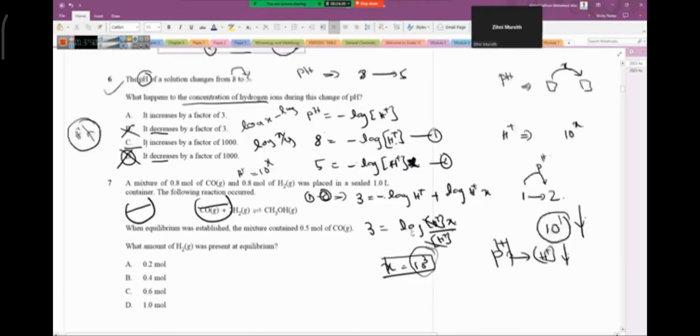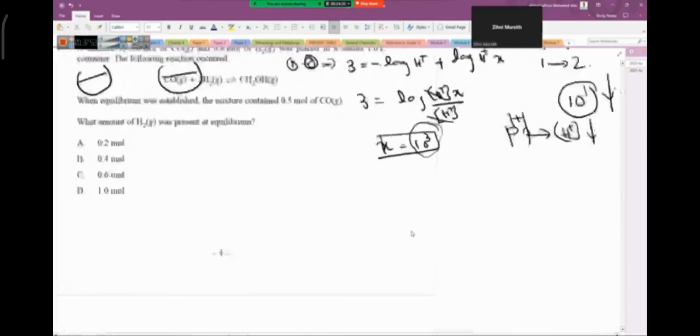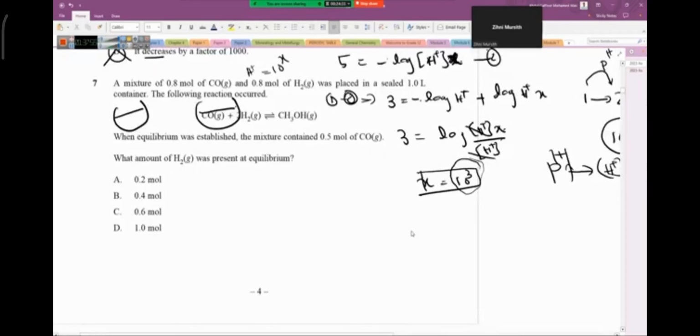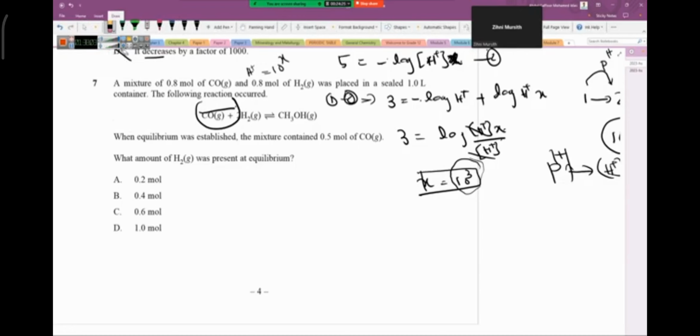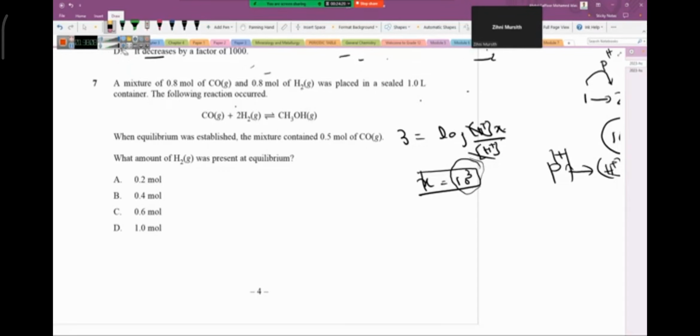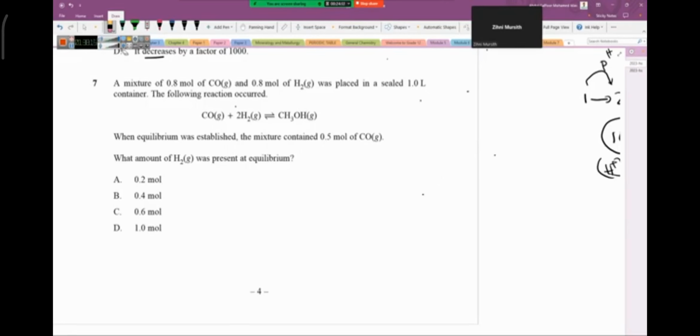Can you try the seventh one also? So these are very simple initial questions, right? In the previous class we discussed some complex questions also. A mix of 0.8 moles of carbon monoxide and 0.8 moles of hydrogen gas was placed in a sealed 1 liter container. The following reaction occurred. When the equilibrium was established, the mixture contained 0.5 moles of carbon gas. What amount of H2O was present at equilibrium?